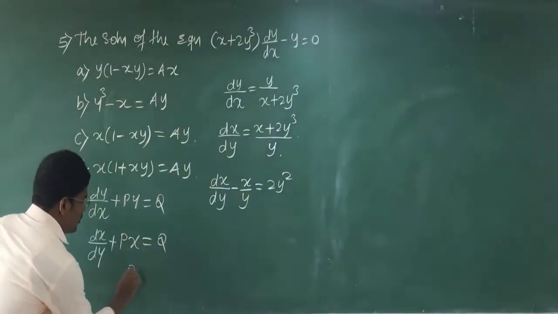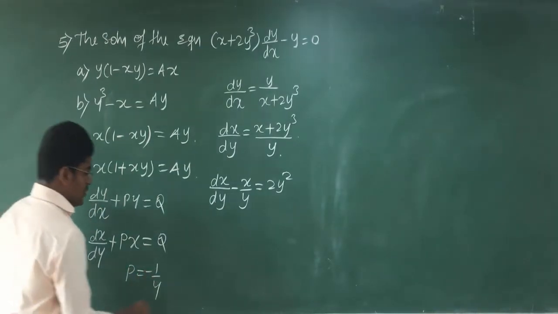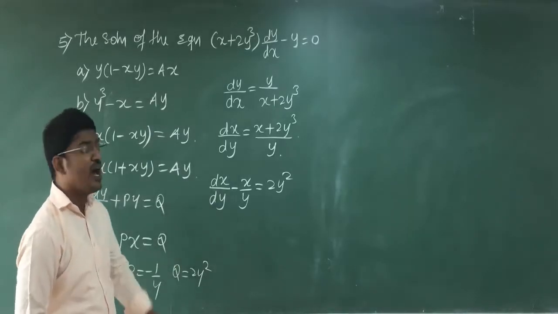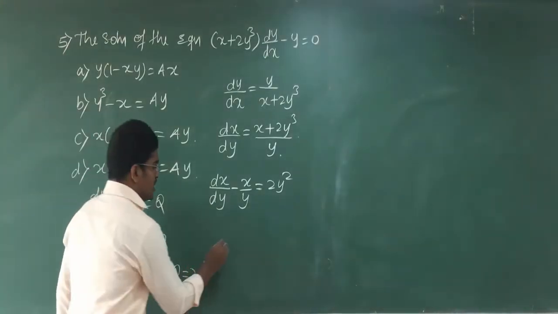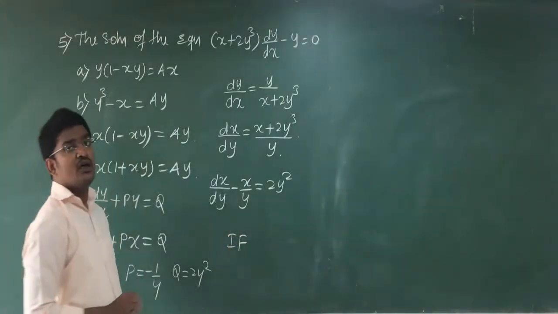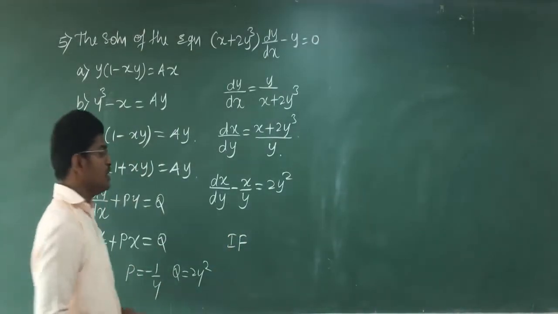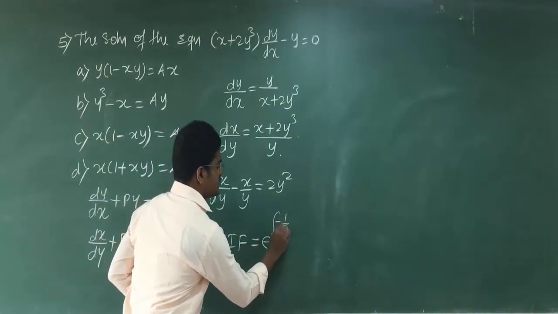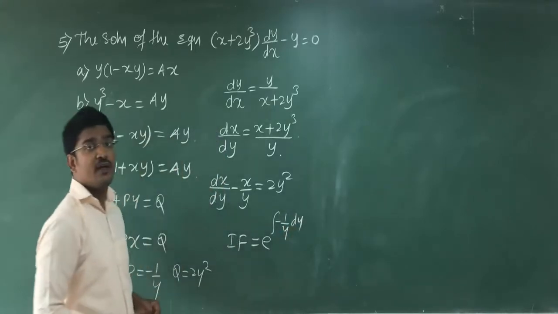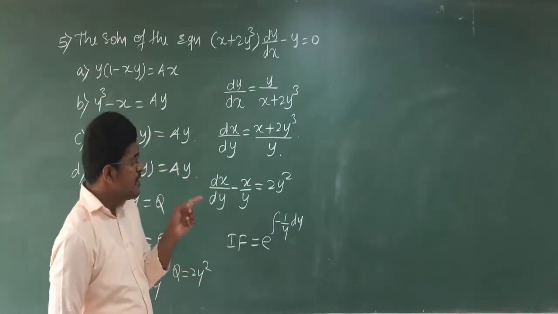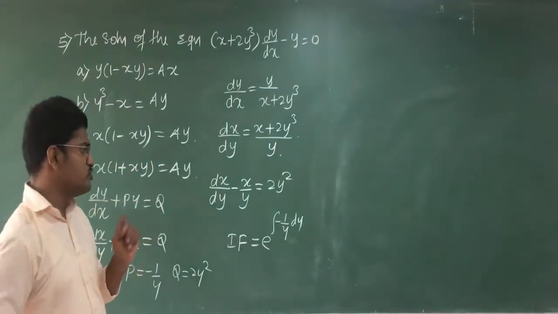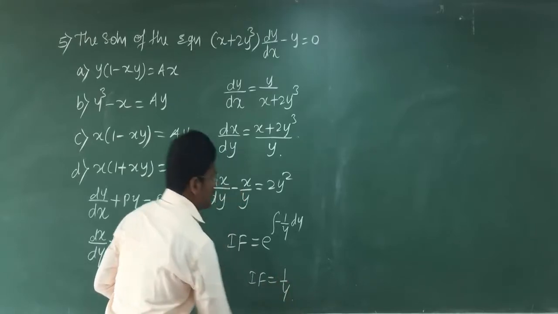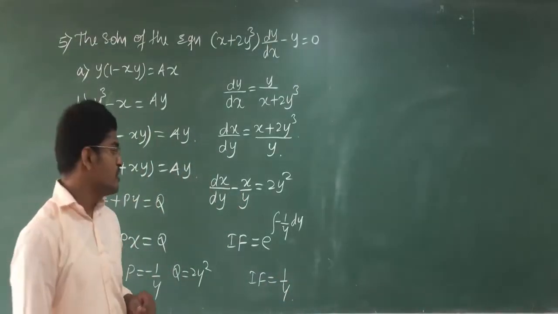So now p equal to minus 1 by y, q equal to 2y square. That's why you have to find your integrating factor, that is if. Clear? So to find if, what is the formula? E to the power of integration of minus 1 by y with respect to dy. If I integrate this, it will be minus log y. So if will be 1 by y.